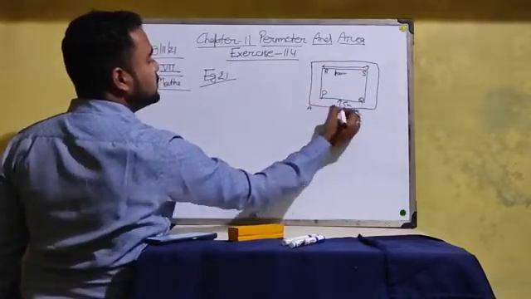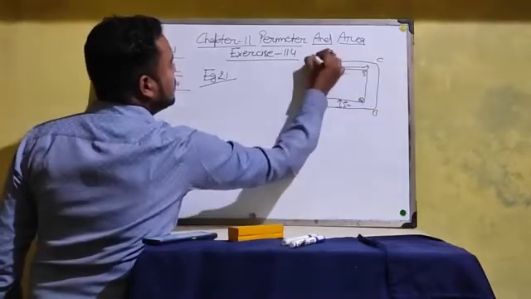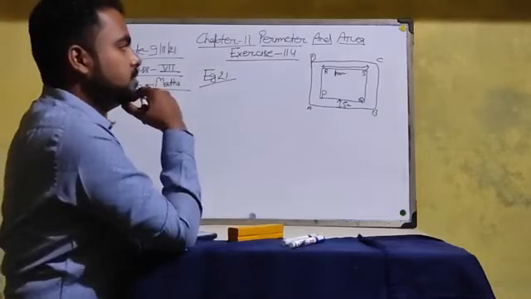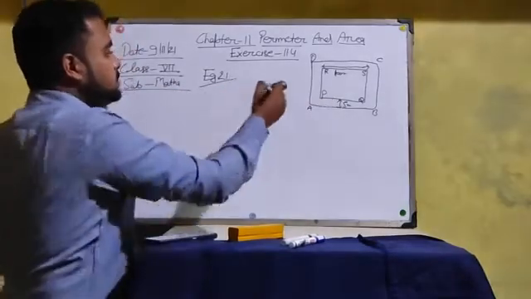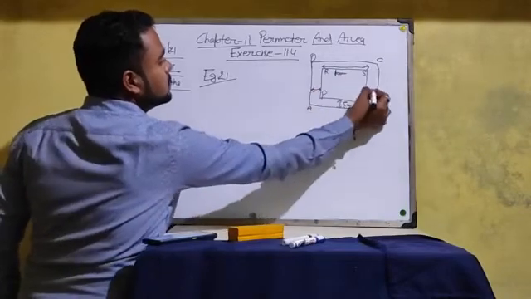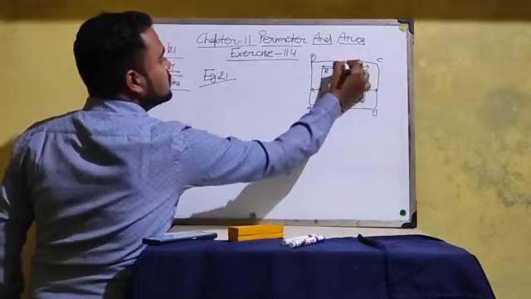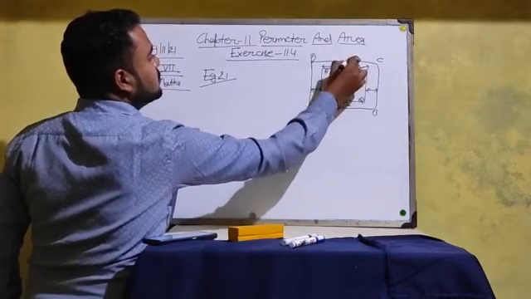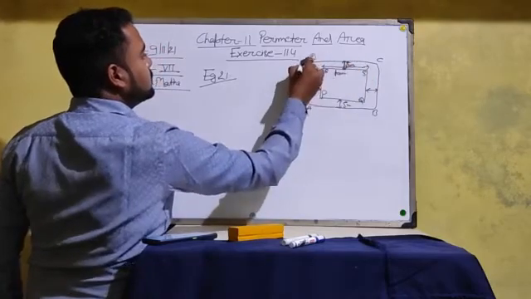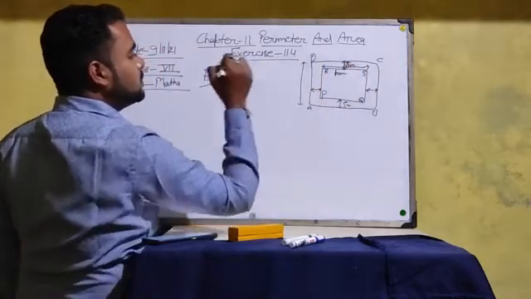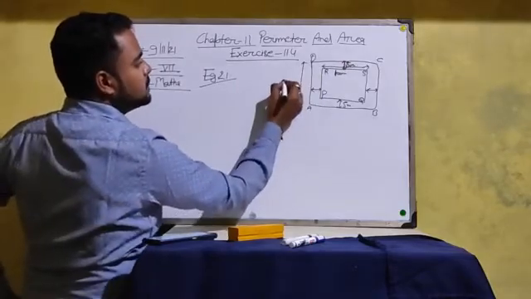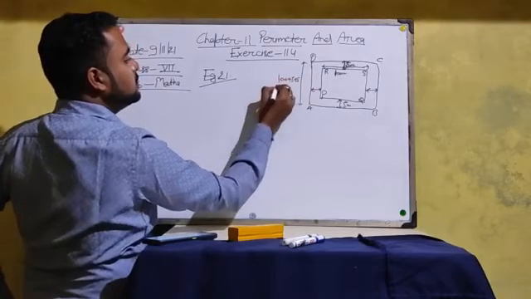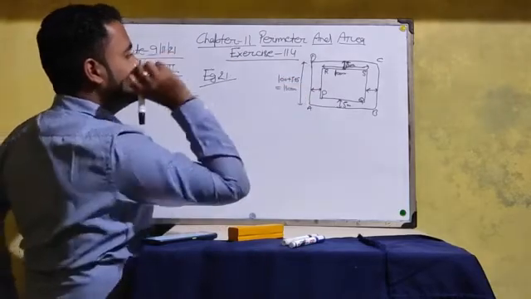The inner square name is PQRS and the outer square name is ABCD. So the side of the outer square, when we add this 5 meter, will be 100 plus 5 plus 5, which is equal to 110 meter.